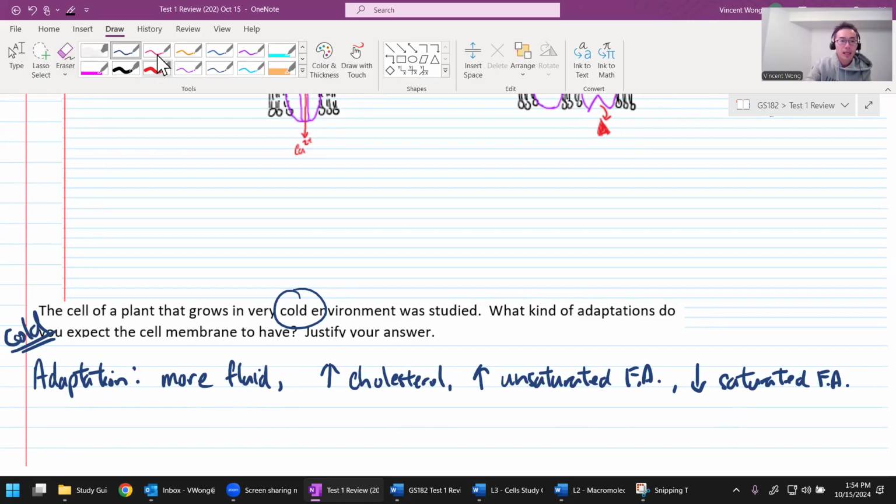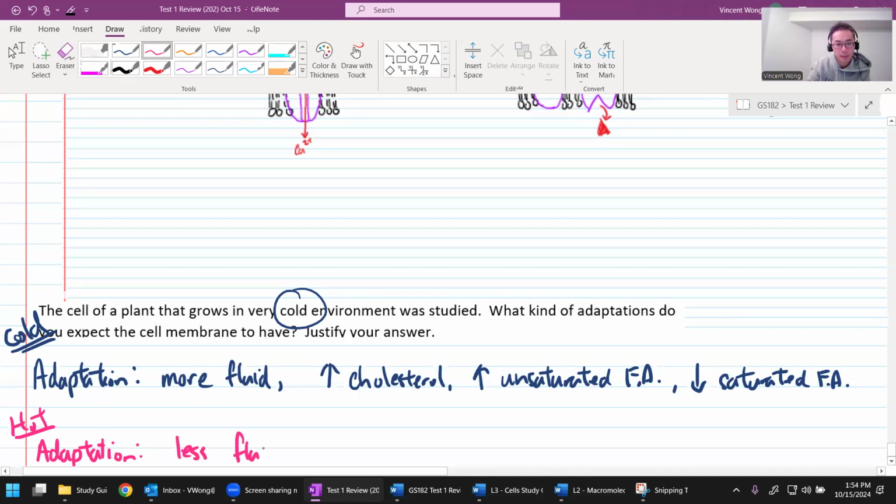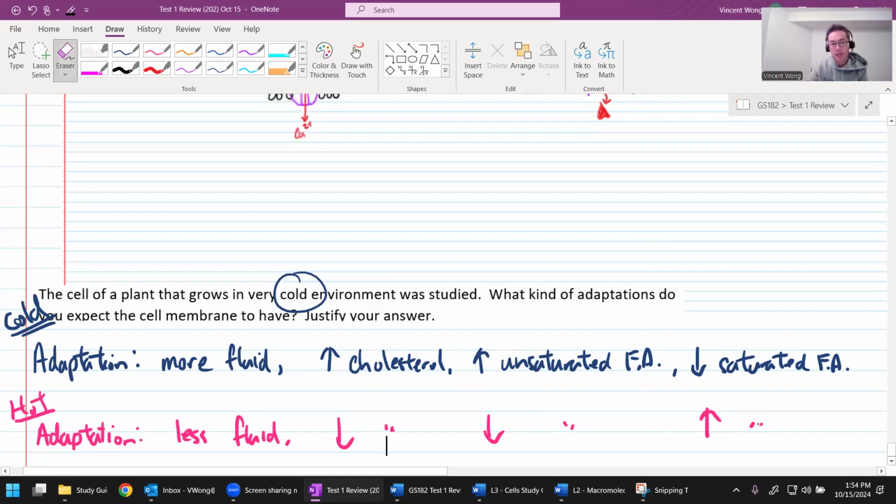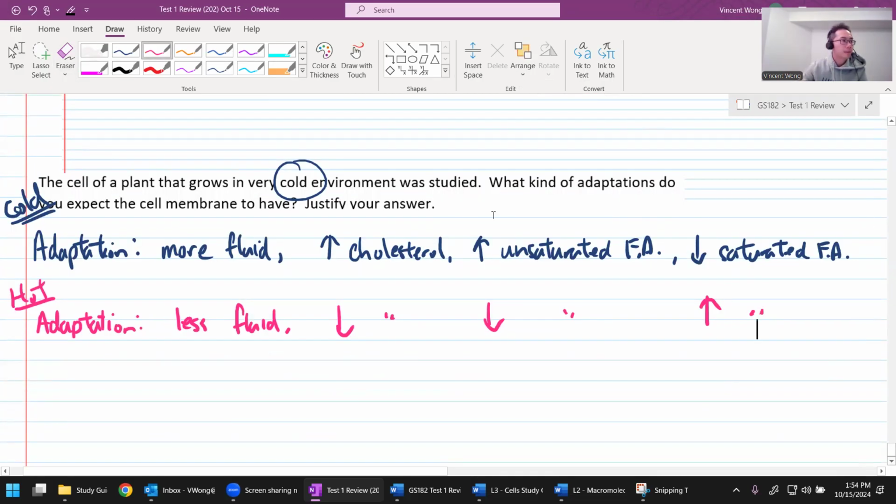Okay. And then for hot adaptation, which I know it's not what this question is asking, but in case, it would be less fluid, and then it would be the opposite. Okay, you need less cholesterol, less unsaturated fat, and more saturated fatty acid. All right, that's that.